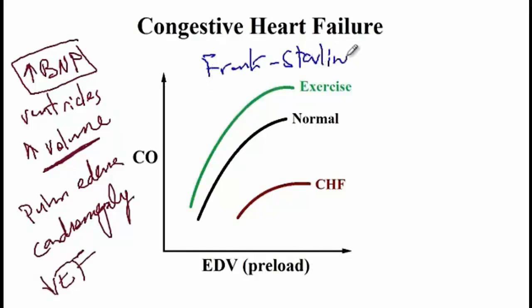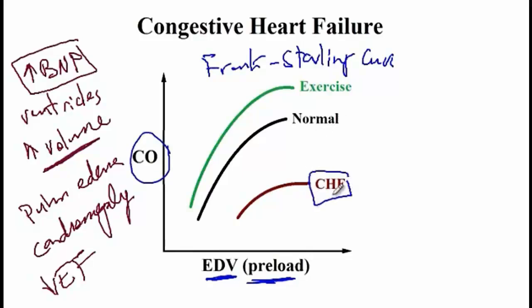Frank-Starling curve, which explains that the force of contraction is proportional to the level of end diastolic volume or preload. So the more you fill the heart, the force of contraction increases, and thus cardiac output increases. So here you can see that compared to a normal individual, the cardiac output in patients with congestive heart failure is significantly decreased.